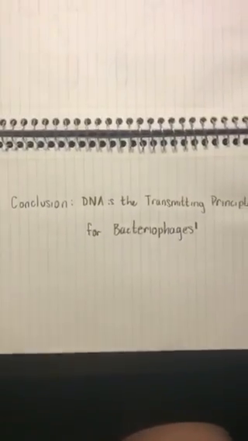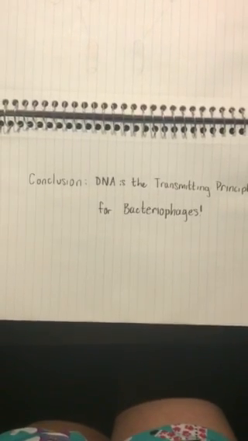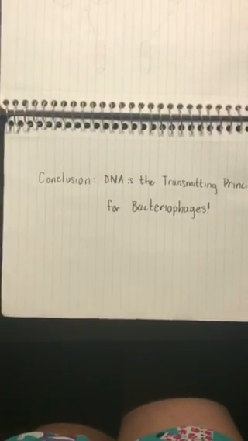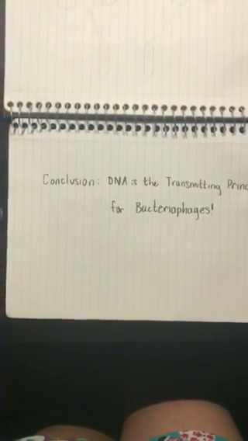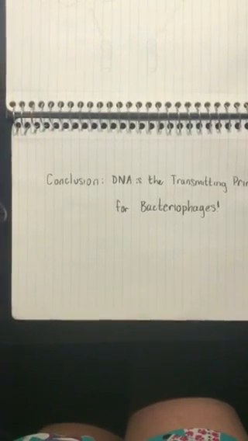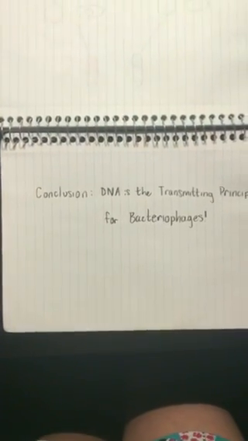Since the DNA tracer was found inside the bacteria and not in the phage at the end of the experiment, it means that the DNA is the method of transmission of genetic information in bacteriophages.